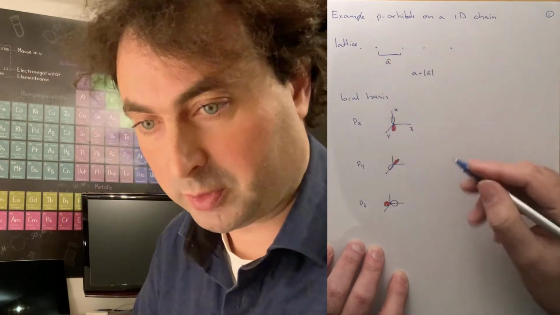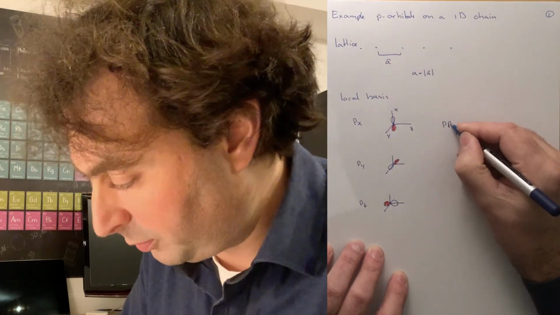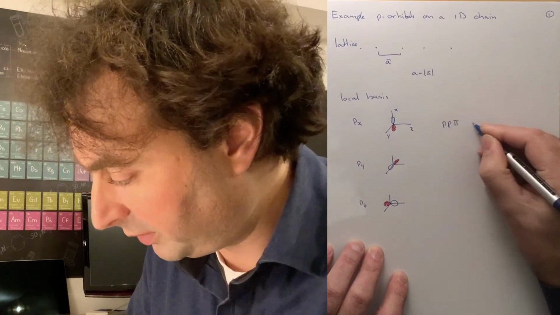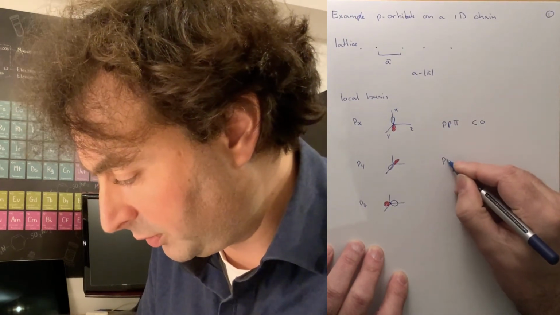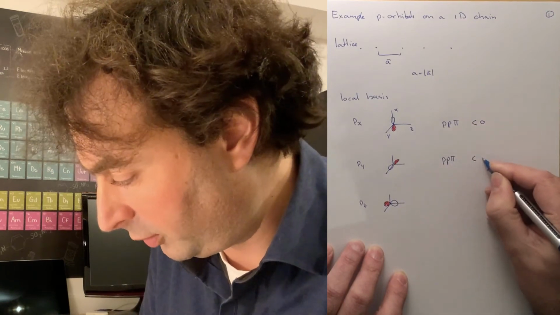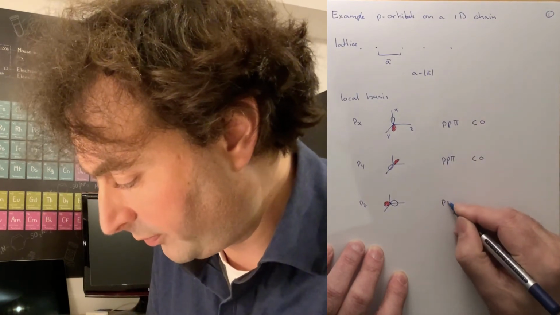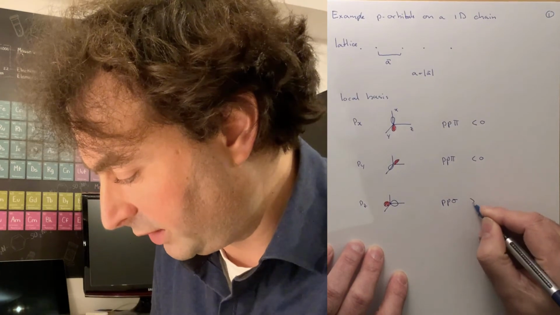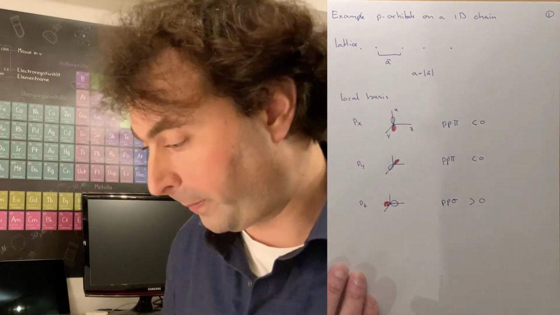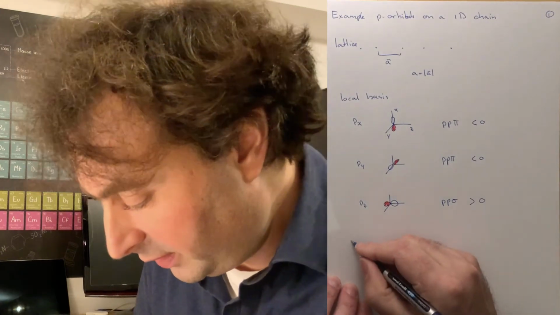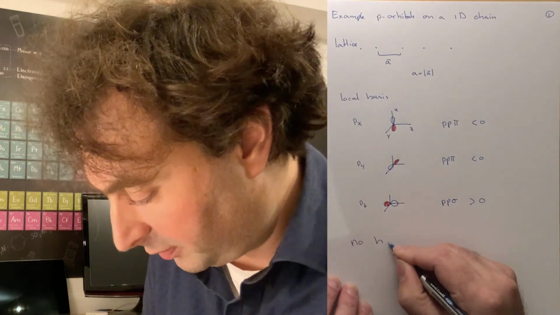So the px orbital is going to give me a pp pi hopping, which is smaller than 0. The py orbital is giving me a pp pi hopping, which is smaller than 0. And the pz orbital is giving me a pp sigma hopping, which is larger than 0. And conveniently, there is no hopping between orbitals.